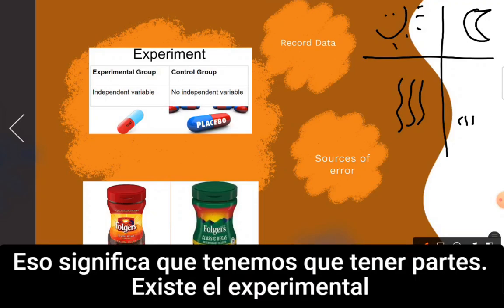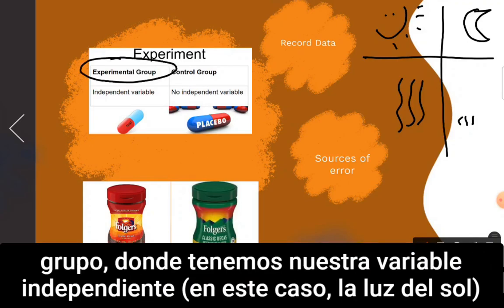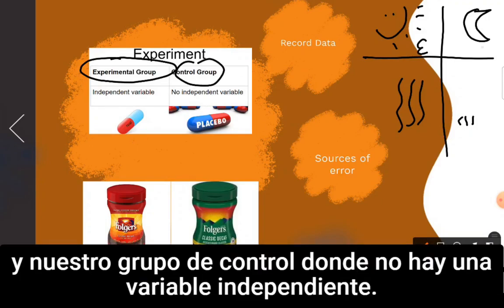So that means we have to have parts. There is the experimental group where we have our independent variable, in this case sunlight, and our control group where there is no independent variable.